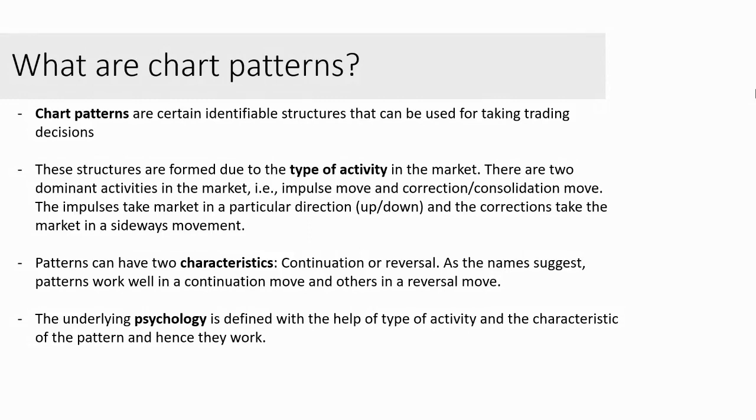The second important point here is the type of activity in the market. There are 2 kinds of activity, the impulse move and the correction or consolidation. The impulses take the market in a particular direction, that is when we see a proper up move or a down move. And the corrections take the market into sideways or ranged movement. These are very important as particular kinds of trading decisions need to be taken for both types of moves.